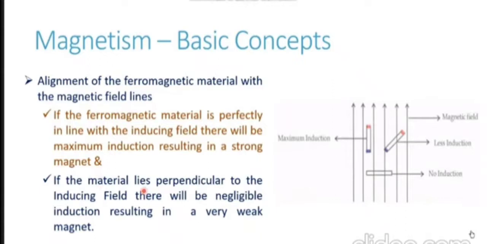And if the material lies perpendicular to the inducing field, there will be negligible induction resulting in a very weak magnet. This will become more clear to you as we go into the details of magnetism further in the coming slides. But for now, just remember that if the material is aligned with the magnetic field, maximum induction is going to occur. And if the material is not aligned with the magnetic field lines, that means it is at right angles to the magnetic field lines, there will be negligible amount of induction resulting in a very, very weak magnet.